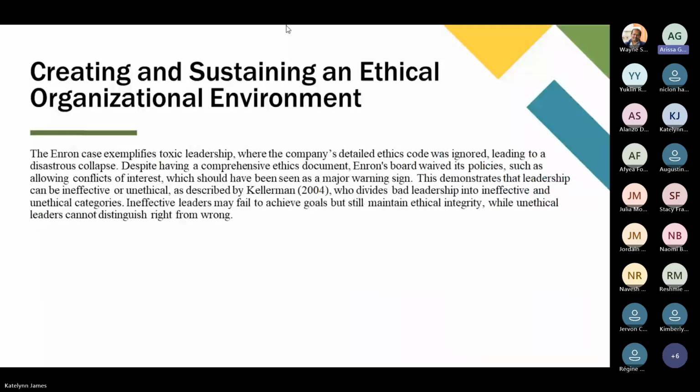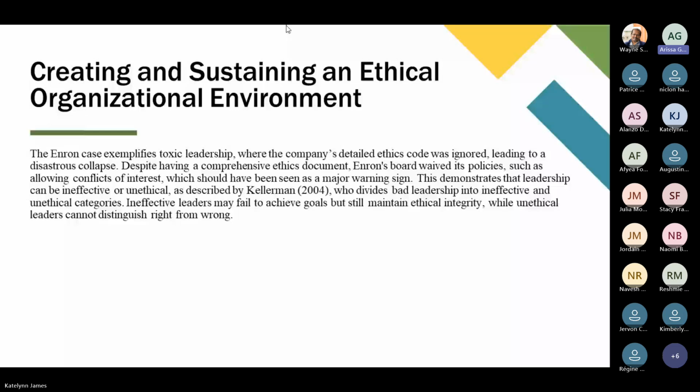The Enron case exemplifies toxic leadership, where the company's detailed ethics code was ignored, leading to a disastrous collapse. Despite having a comprehensive ethics document, Enron's board waived its policies, such as allowing conflicts of interest, which should have been seen as a major warning sign. This demonstrates that leadership can be ineffective or unethical, as described.